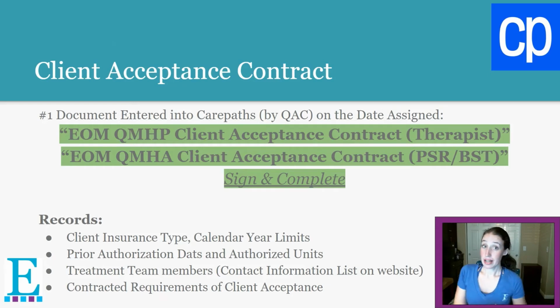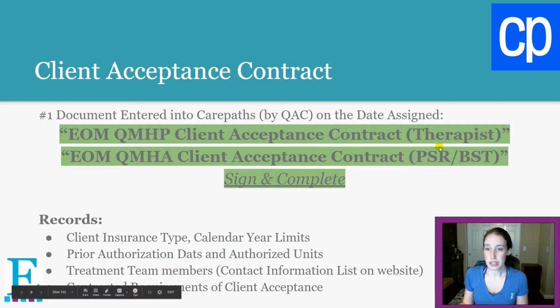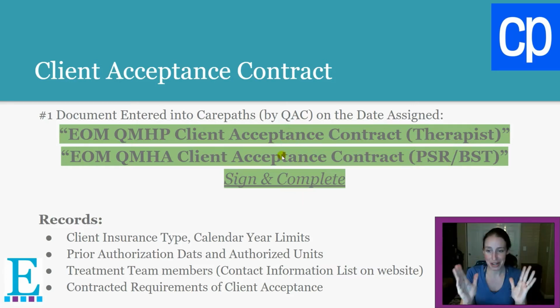The client acceptance contract is the first document that you are going to be putting into CarePaths. The quality assurance coordinator will be entering that in there on the date that it was assigned. So depending on if you're a therapist or you're the PSR or BST provider, it will be titled one of these, and you will sign and complete it when you are done. So green means sign and complete. You're ready to go.